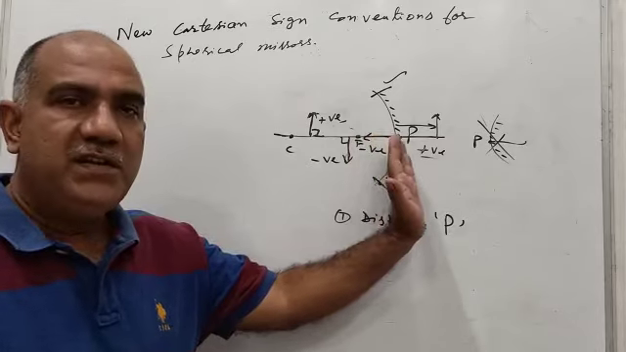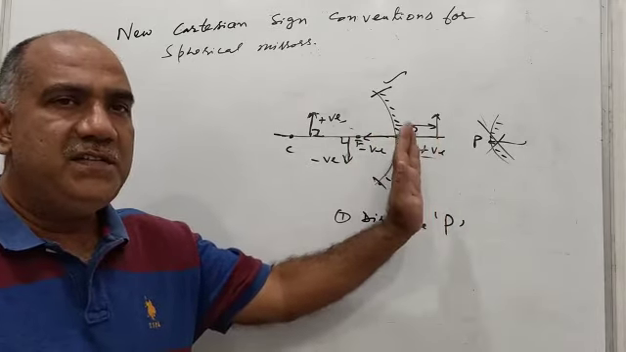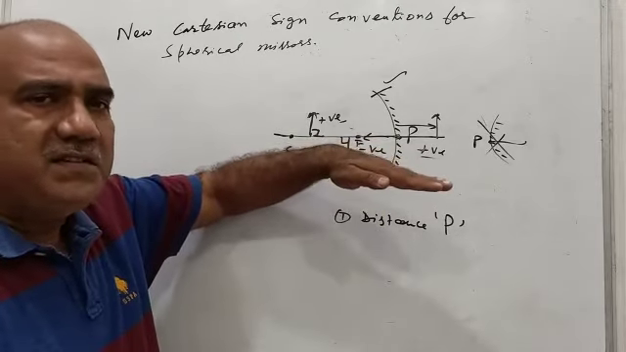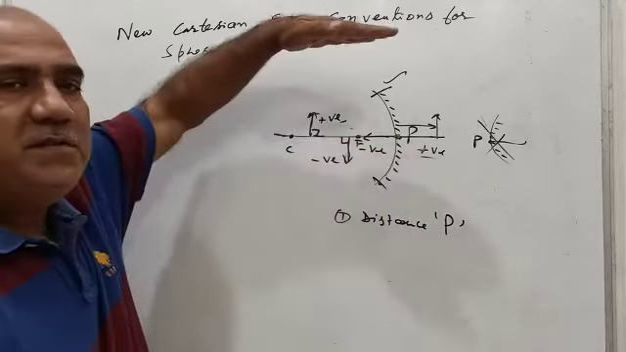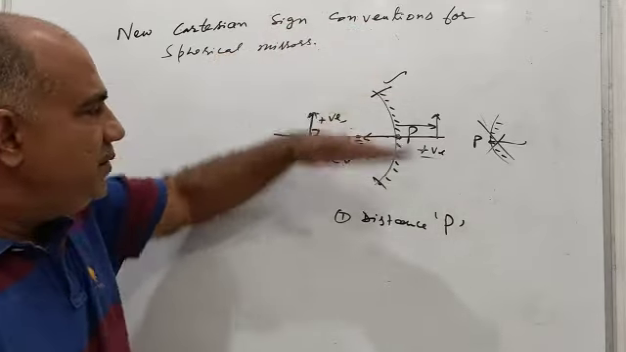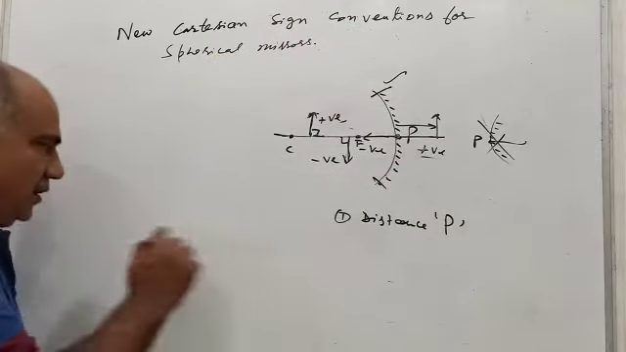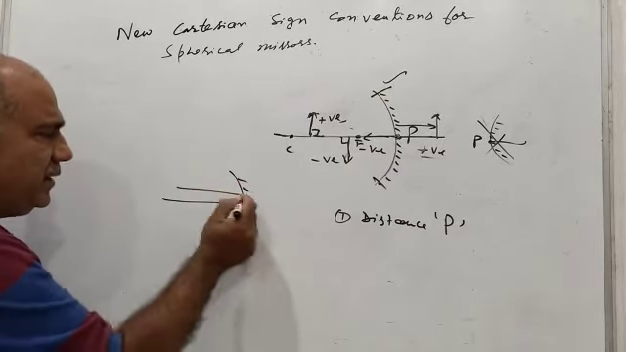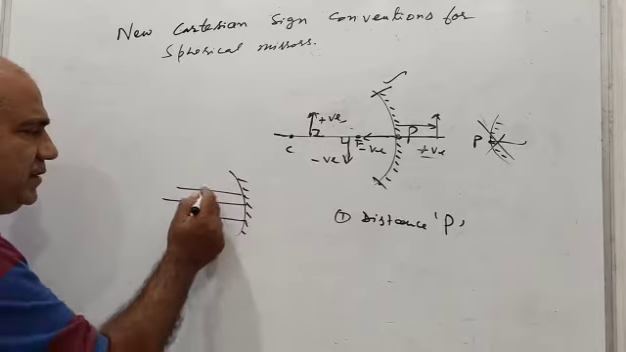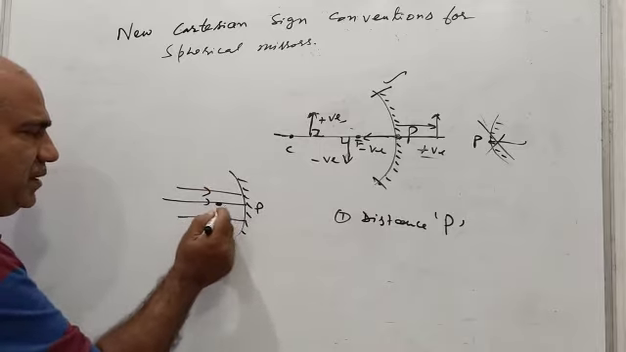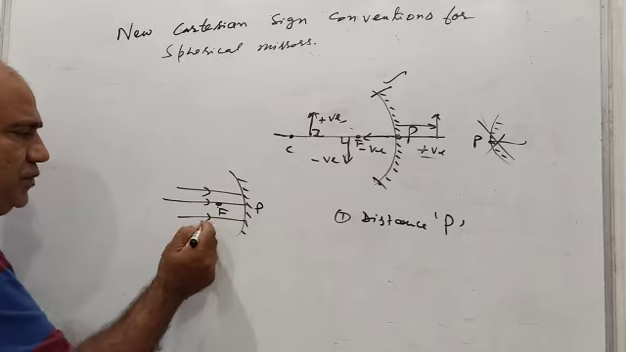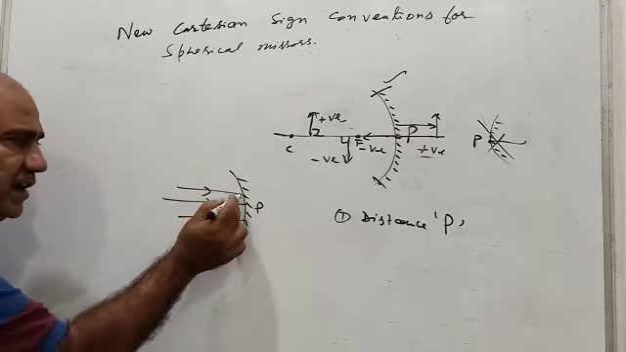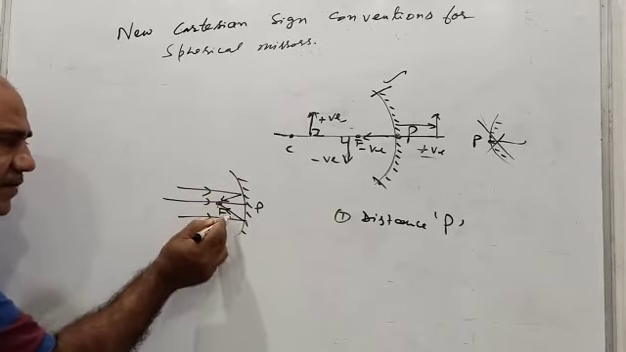So any distances to the right of the pole are positive, any distances to the left of the pole are negative, and any height, or distance also, above the principal axis is taken positive and below it is taken negative. With this in mind, we will be able to tell for a concave mirror the principal focus. The principal focus of a concave mirror is a point on the principal axis to which all the light rays which were initially parallel and close to the principal axis converge after the reflection.